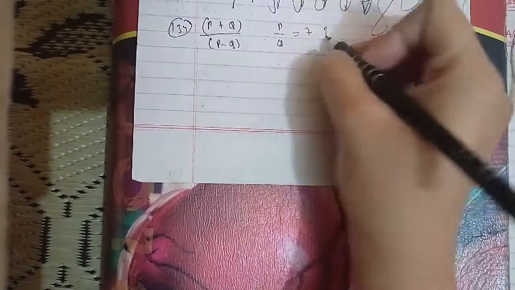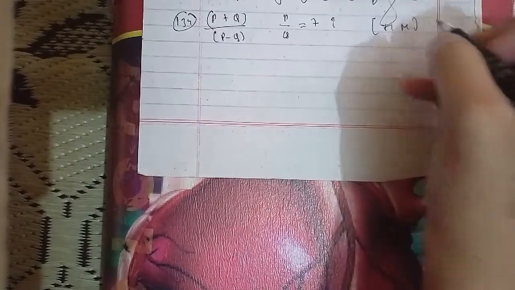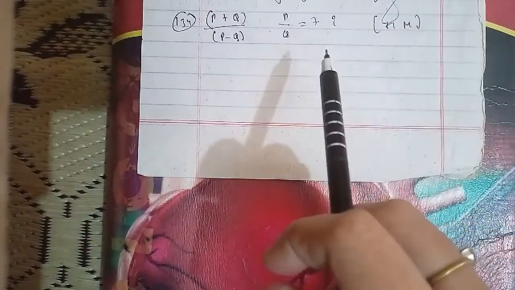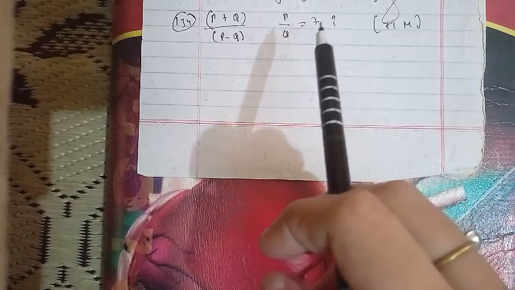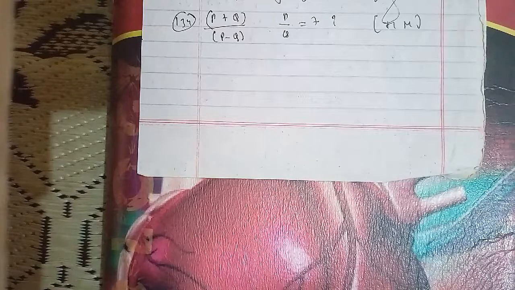It is p plus q upon p minus q equals p by q plus 1 upon p by q minus 1.